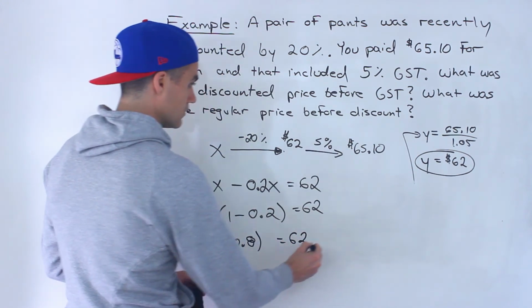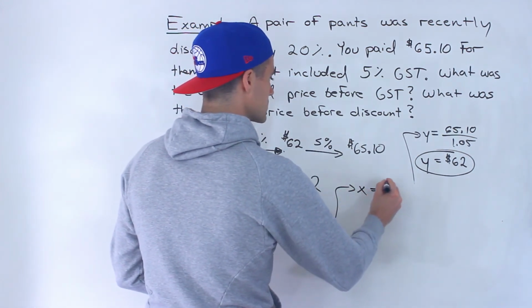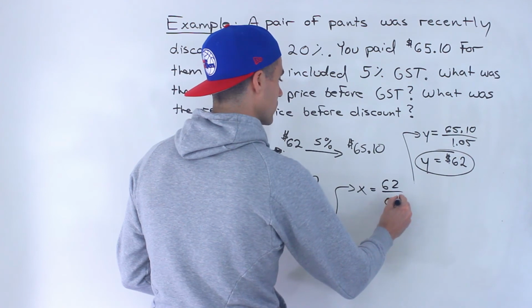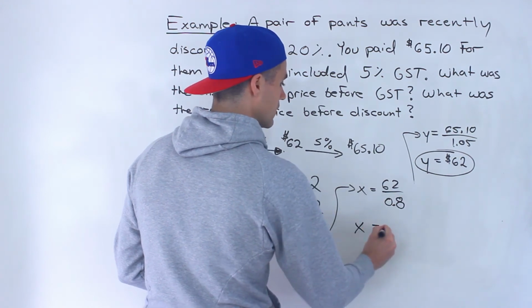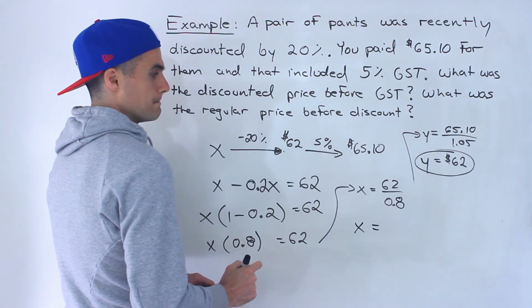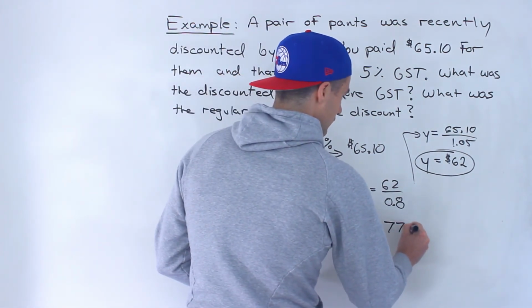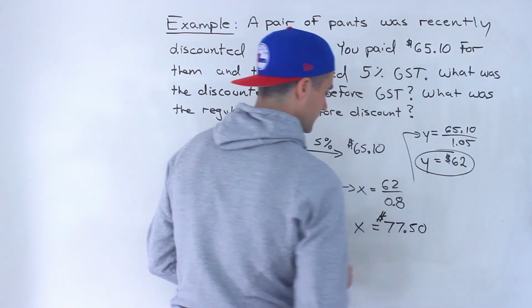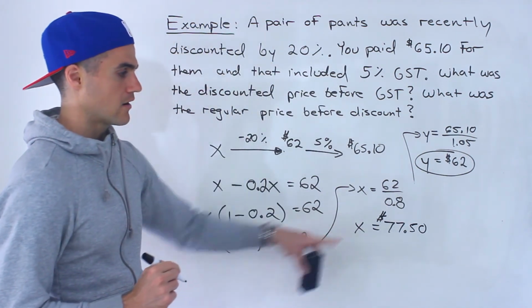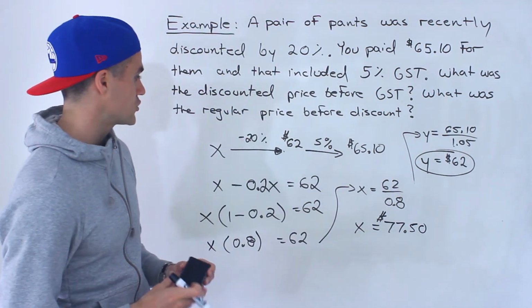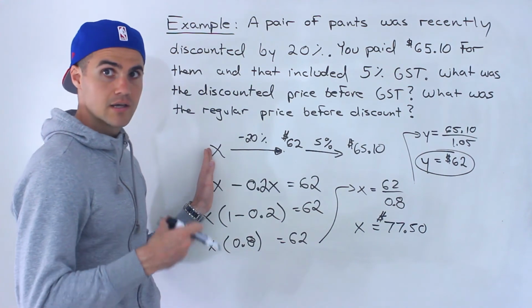Then we take 62 divided by 0.8, and 62 divided by 0.8 gives us 77.50. That is the answer to the second question, the regular price before discount.